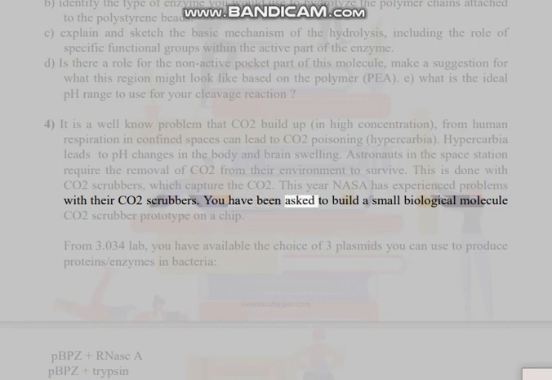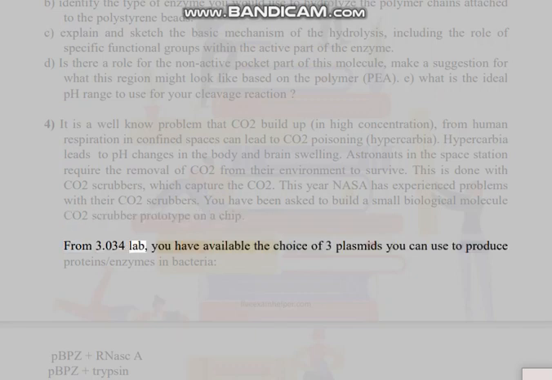You have been asked to build a small biological molecule CO2 scrubber prototype on a chip. From 3.034 Lab, you have available the choice of 3 plasmids you can use to produce protein enzymes in bacteria.